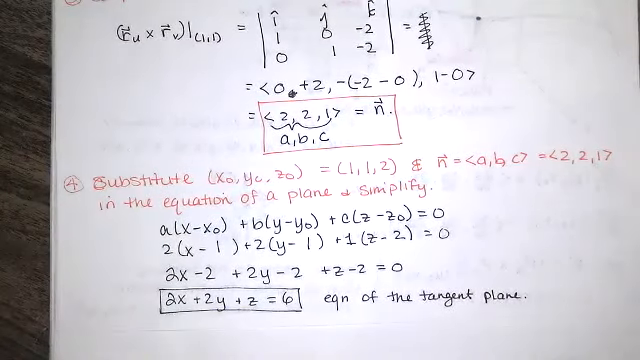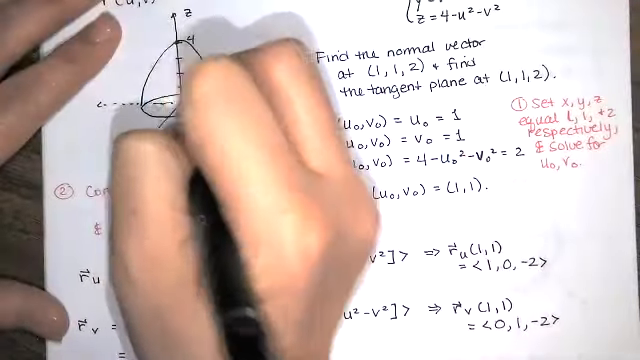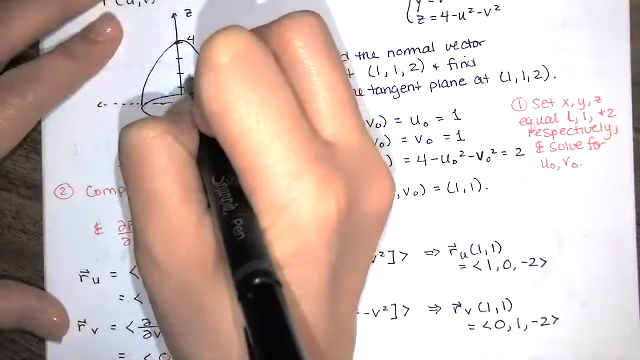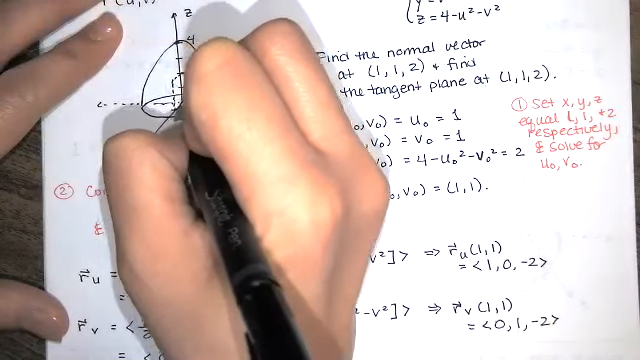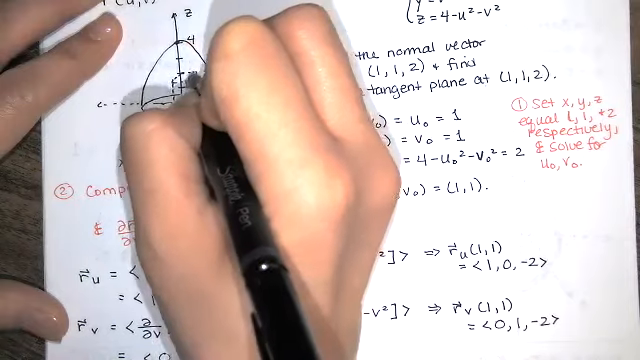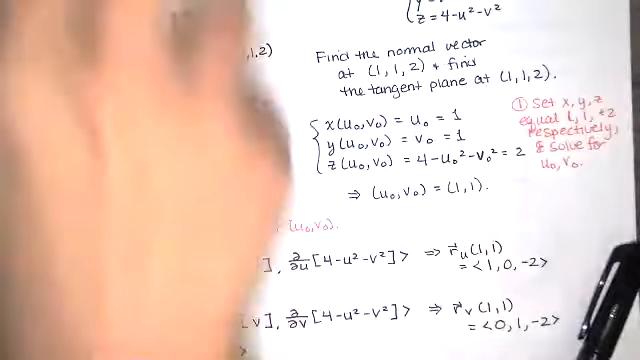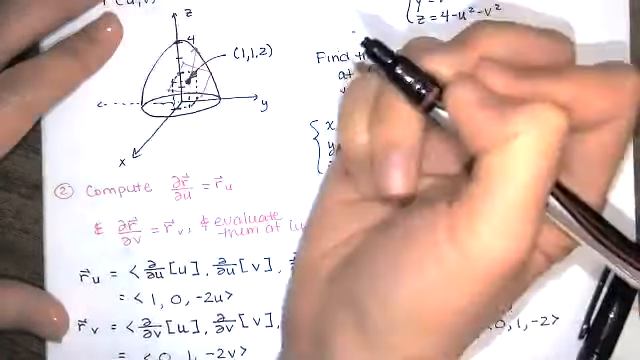Okay, so I want to draw a little picture for you, just a little tiny picture. X equals 1, y equals 1, z equals 2. So that's this point on the surface. We got a little tangent plane there. And the normal to that plane has components 2, 2, 1.